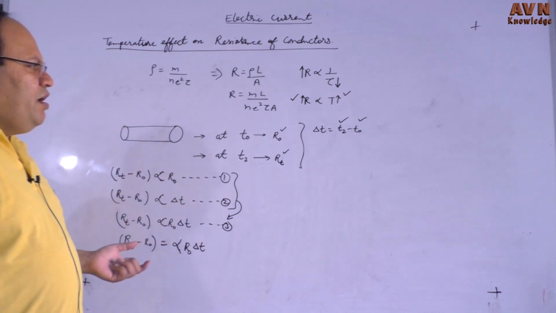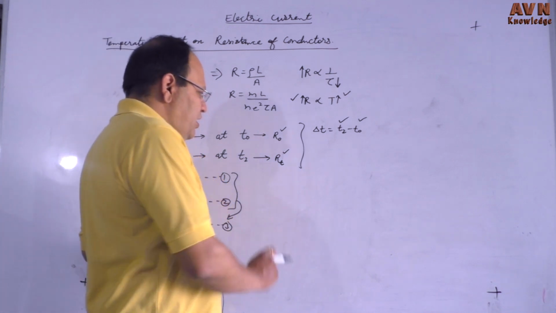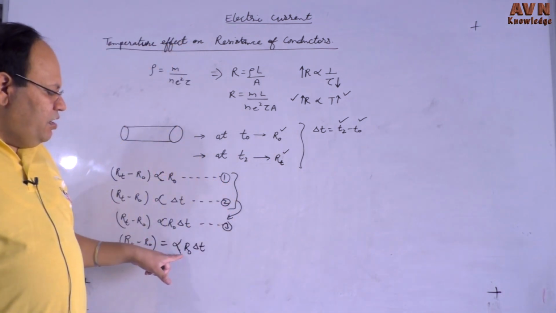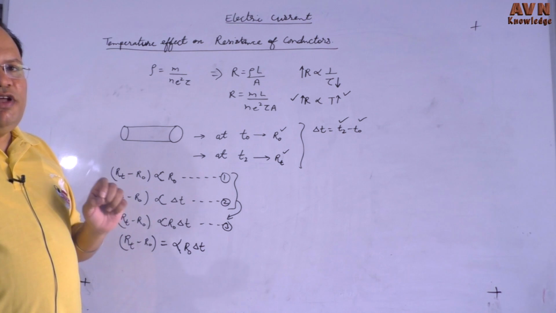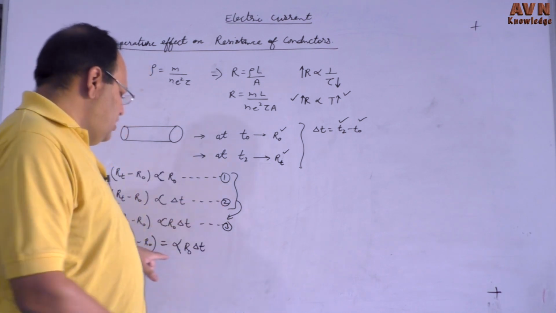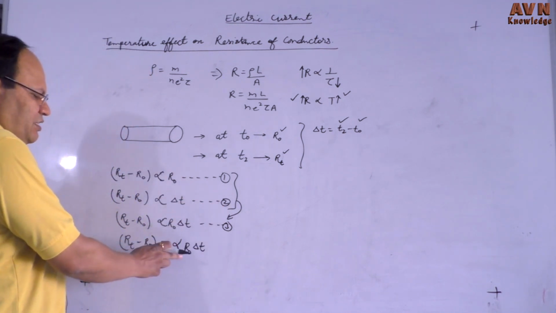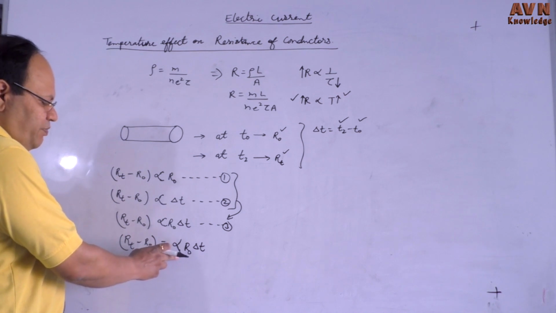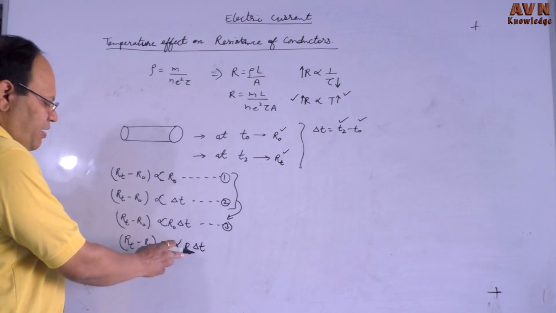And what is alpha? Alpha is a constant that is called the temperature coefficient of resistance. This is not a proportional sign, this is alpha. Alpha is the proportionality constant of temperature.